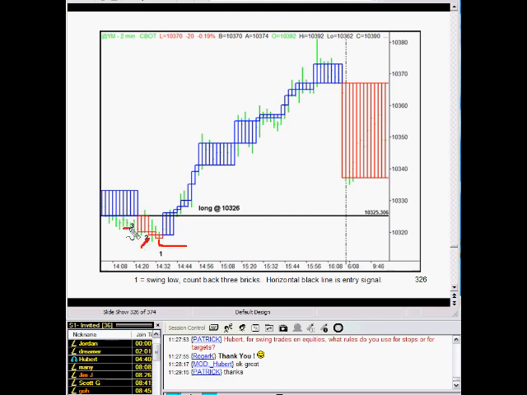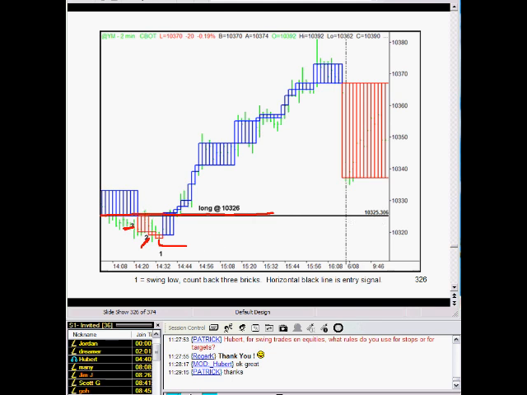And this series of blocks is brick number 3. You guys see that? So there's our swing low. Then we count back 1, 2, 3 bricks. We draw a horizontal line at the top of brick 3, which is denoted by a price of 103.26.